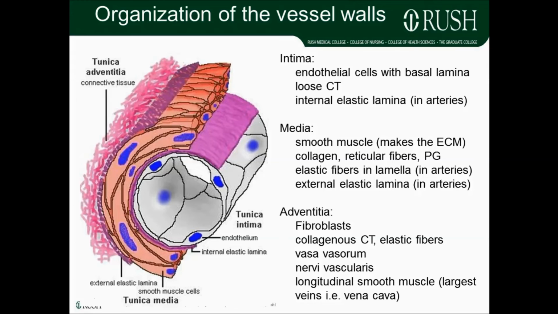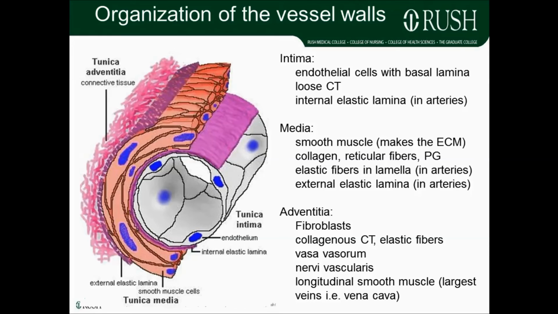The tunica media contains smooth muscle, and those cells do in fact make a lot of the extracellular matrix material that you find in that area, including collagen, reticular fibers, proteoglycans, elastic fibers, if you have a lot of elastic tissue as in an artery, and oftentimes something called an external elastic lamina.